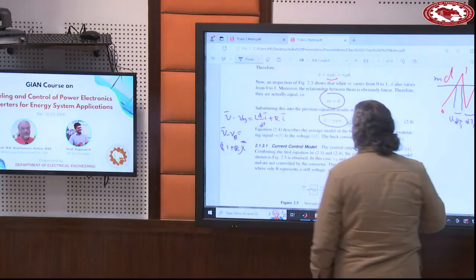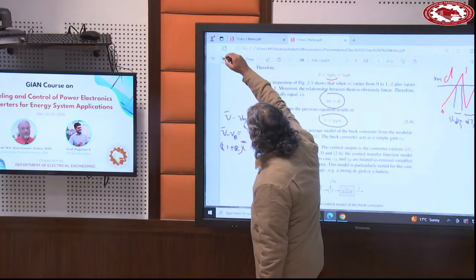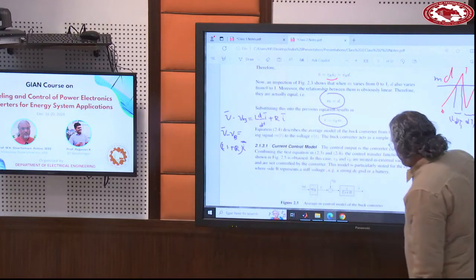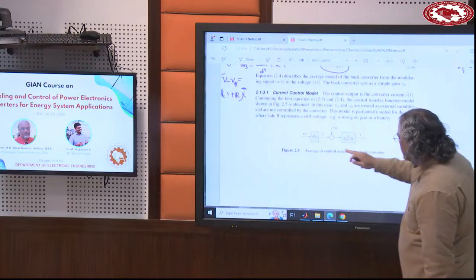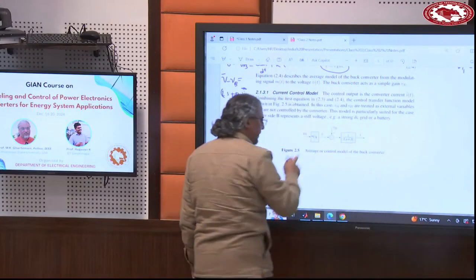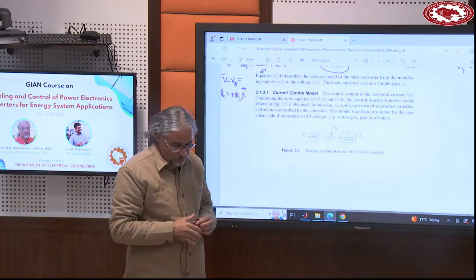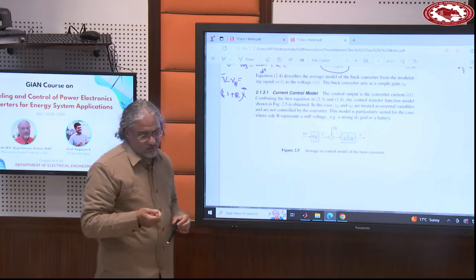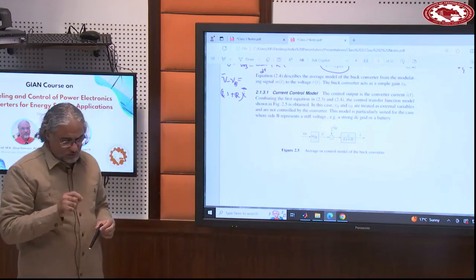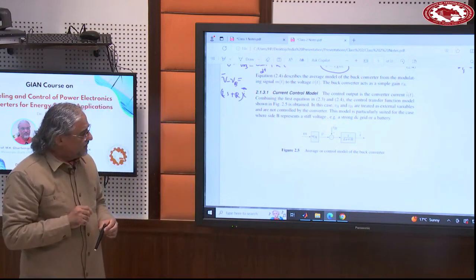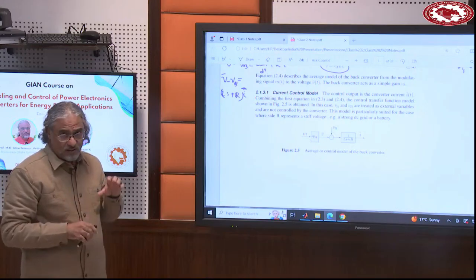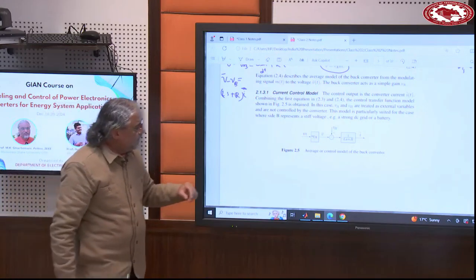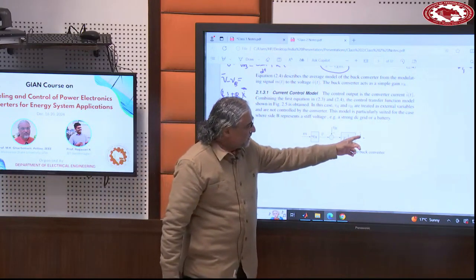Also, another thing we can say about this model is, if you look, the input to this model is M, the modulation index, which is a control input. In other words, you can change it in your control circuit. That's the modulation signal to the input of the PWM. And the output of the model is the current.